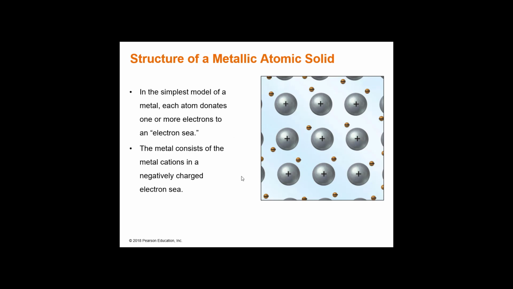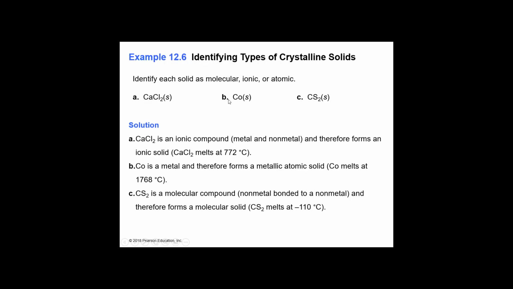So if we look here, this is a simple model of a metal, and each atom donates one or more electrons to this electron sea. The metal consists of the metal cations in a negatively charged electron sea. So if you see the pluses, here we have the cations, and then we have the electrons that are around it. I'm not going to really expand on this more than what you are reading about, because in my opinion, it doesn't really give a good explanation of this. So anything that's going to be asked is going to be straight from this reading on this subject matter here.